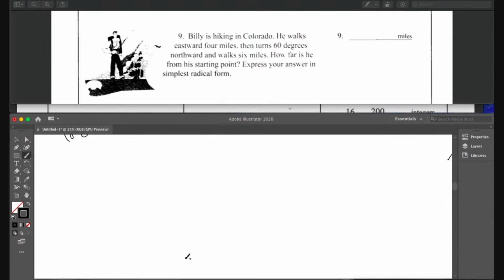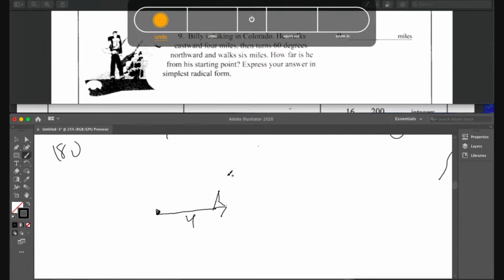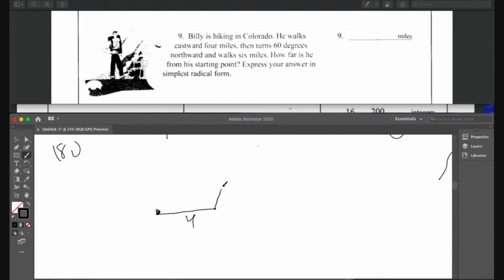Bird's eye view of this, right? So let's say this is his starting point. He's going to walk eastward 4 miles, so let's put this as 4. And then he's going to turn 60 degrees northward. So if he's facing this way, which is eastward, and he turns 60 degrees northward, then he's going to be facing this way, and this angle will be 60 degrees. So then our new line will be like this.